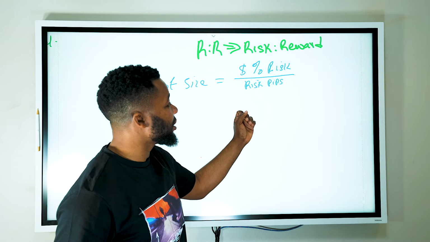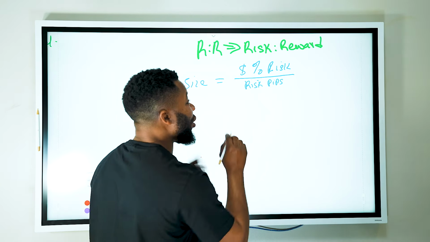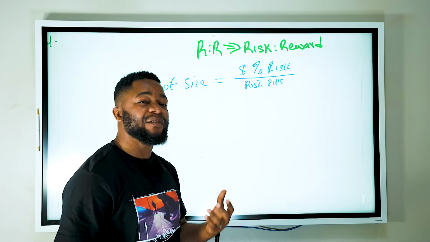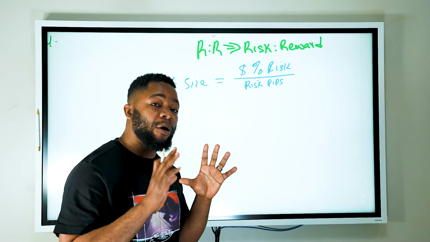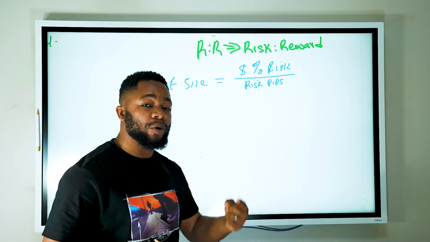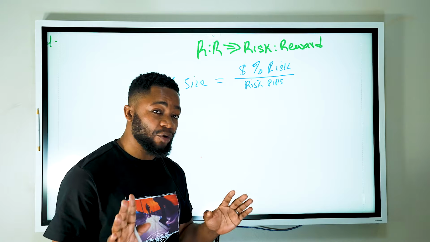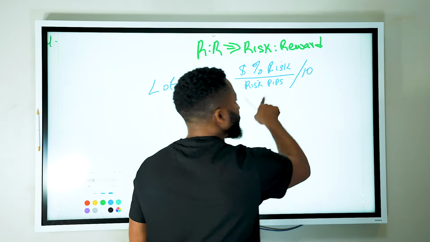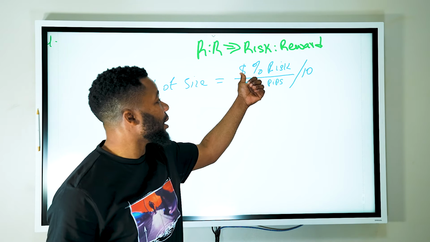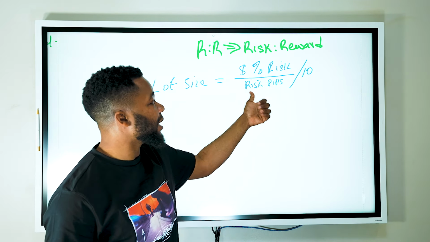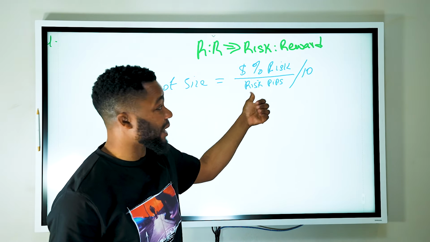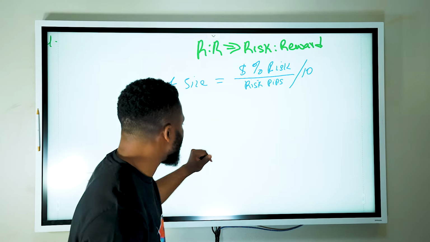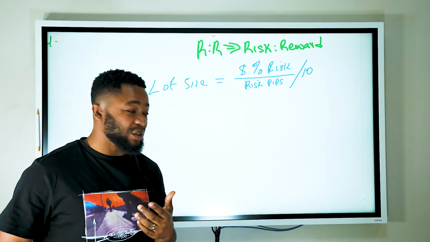So the dollar percentage risk divided by the risk pips, then the overall answer you get: since the Forex market is traded in lots, and every lot size has a volume of 100,000, if the market goes up or down by one pip with one lot, you gain or lose $10. So whatever answer you have, you divide that by 10. As easy as that. So you divide the dollar percentage risk by the risk pips, how many pips you are risking on that particular trade, then you divide it by 10. I already explained why you are dividing by 10. Now let's take an example so that we can see it very clearly.